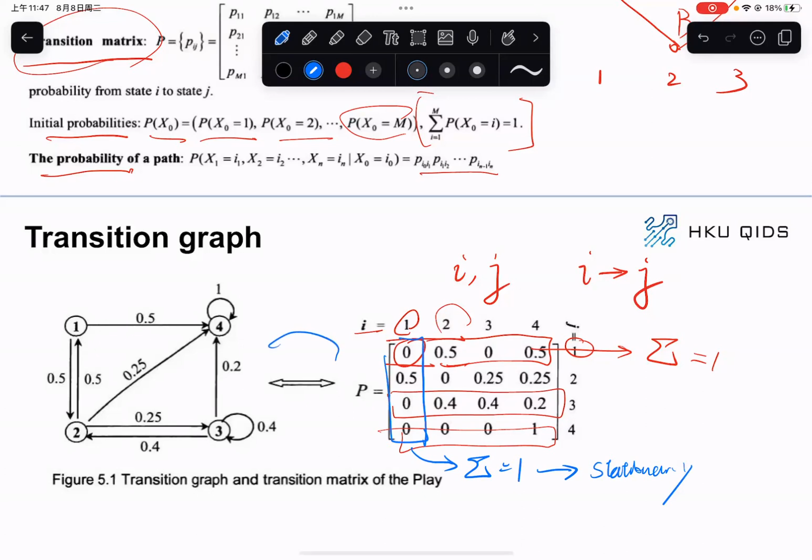Anyway, but we can convert it back to a picture like here. So from state 1, we have the probability each of 1/2 to go to state 4 and state 2. And at state 2, we have 1/2 probability to go back to state 1, and another 1/4 probability to go to state 4 or 3. And at state 3, we have 0.4 probability to stay at state 3. And we can also go to state 4 or 2, right? So this is very clear.